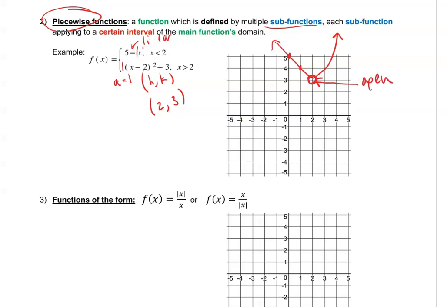So actually the domain for this function, domain again being all the possible x's that you can plug in, would be all real numbers except x cannot be 2. But it's everything other than that. It's everything to the left of 2 and everything to the right of 2, just not 2. And this is just an example of a piecewise function.